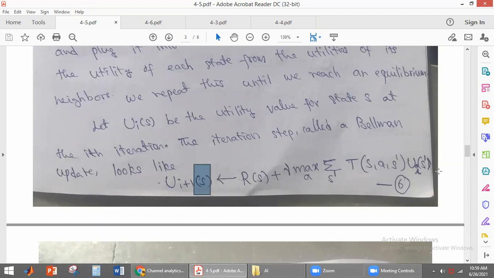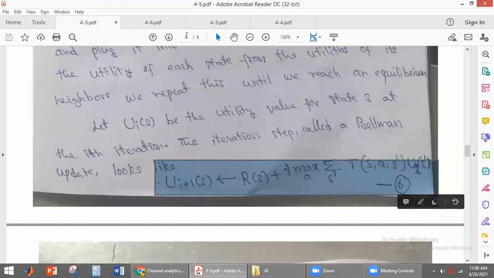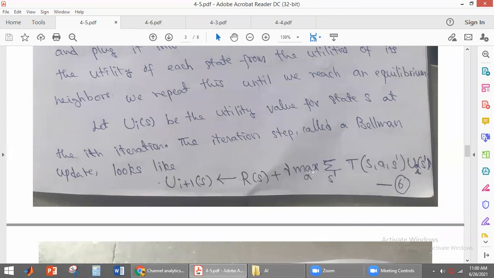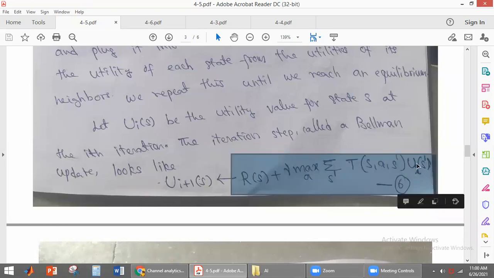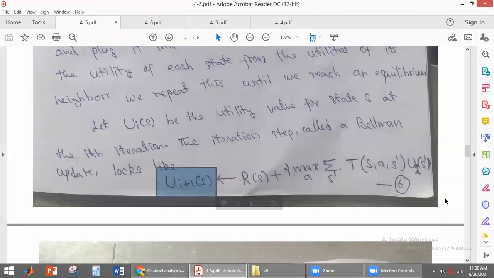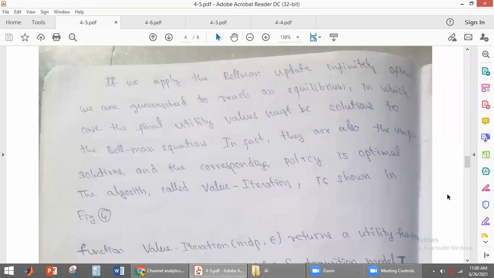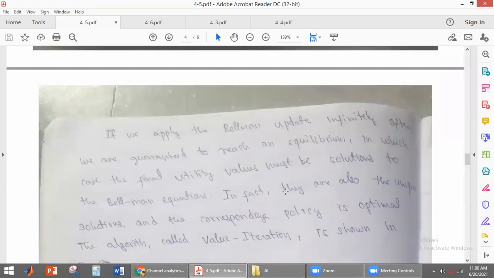We are updating the utility values by using this equation, students. This is the Bellman equation. Using the values at the ith iteration, we are improving the values for the i plus 1 iteration. This will continue till we reach the equilibrium. Once we reach the equilibrium, that is the final utility values.